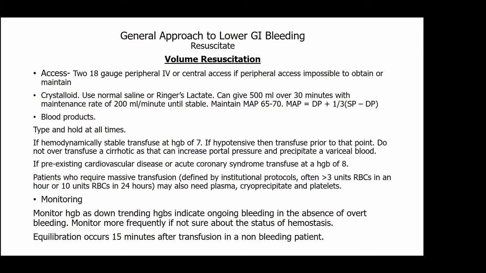Usually we use crystalloid, either normal saline or Ringer's lactate. And unless somebody is in florid congestive heart failure, you can safely give them 500 cc's over 30 minutes with a maintenance rate of 200 cc's per minute until they're stable. And the goal here is to maintain a mean arterial pressure of between 65 and 70, because that's the pressure that's necessary for adequate tissue perfusion.